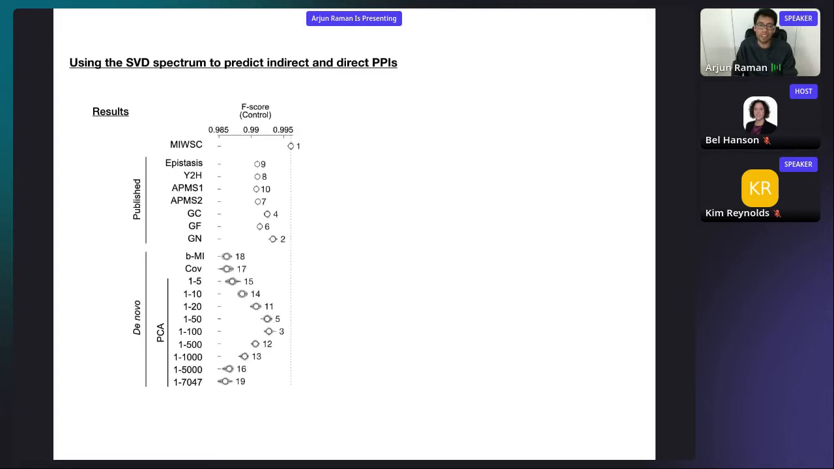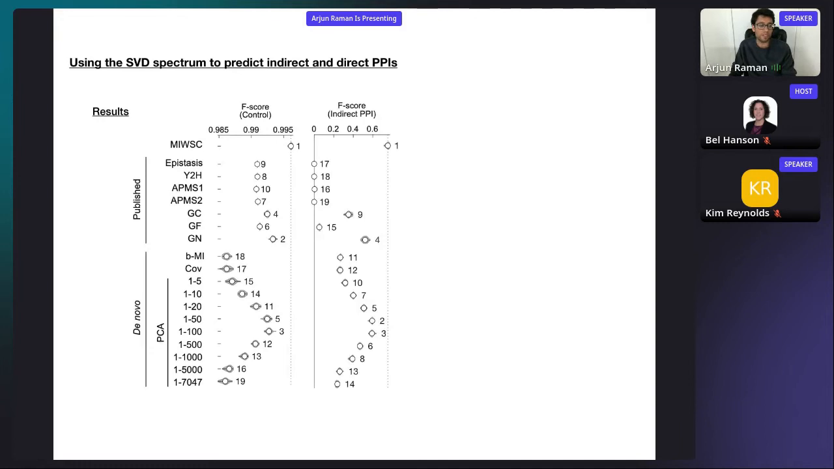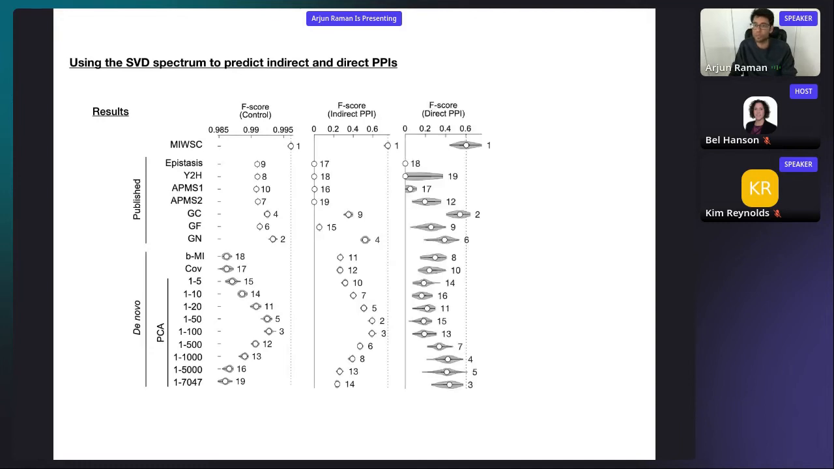So what we find is that for non-interacting data sets, non-interacting classes, all of them do quite well. And this isn't completely surprising given that there are so many non-interacting proteins in the E. coli K12 proteome. What is interesting is if we start looking at the F-score distributions for predicting indirect protein-protein interactions and direct protein-protein interactions. So the first thing to note is that compared to all the other methods, our method does the best across both classes.